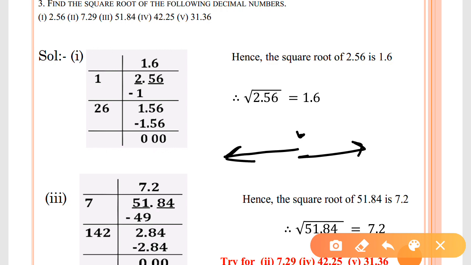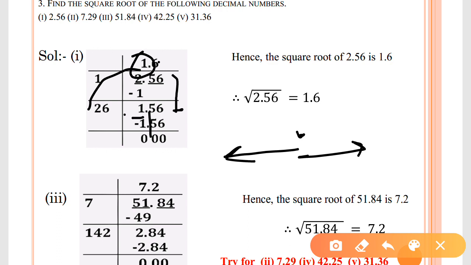We have paired 56 here, and from the left we have only 2. Dividing, 1 ones are 1, and 2 minus 1 is now 1. Now all we have to do is copy the decimal over here and take this 56 down, so it becomes 156. We don't need to copy the point over here, we can just write it as such.